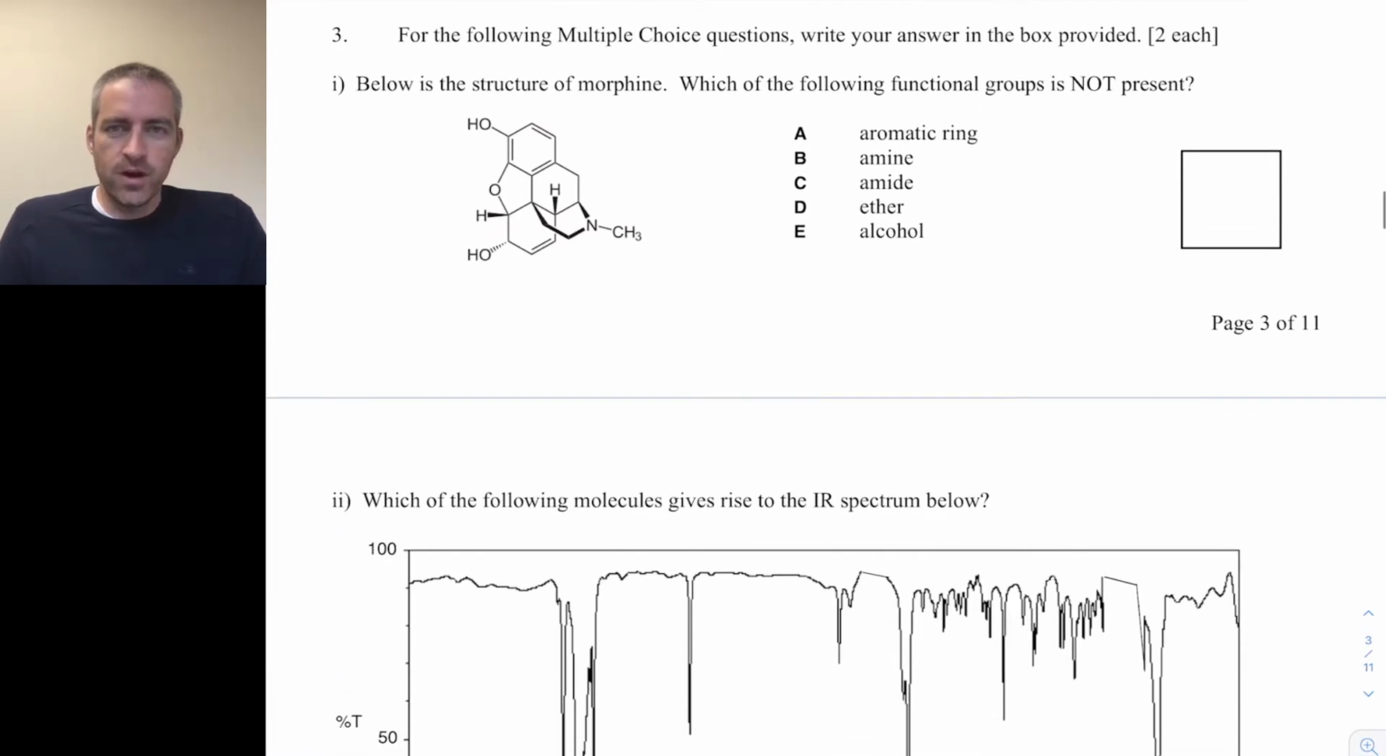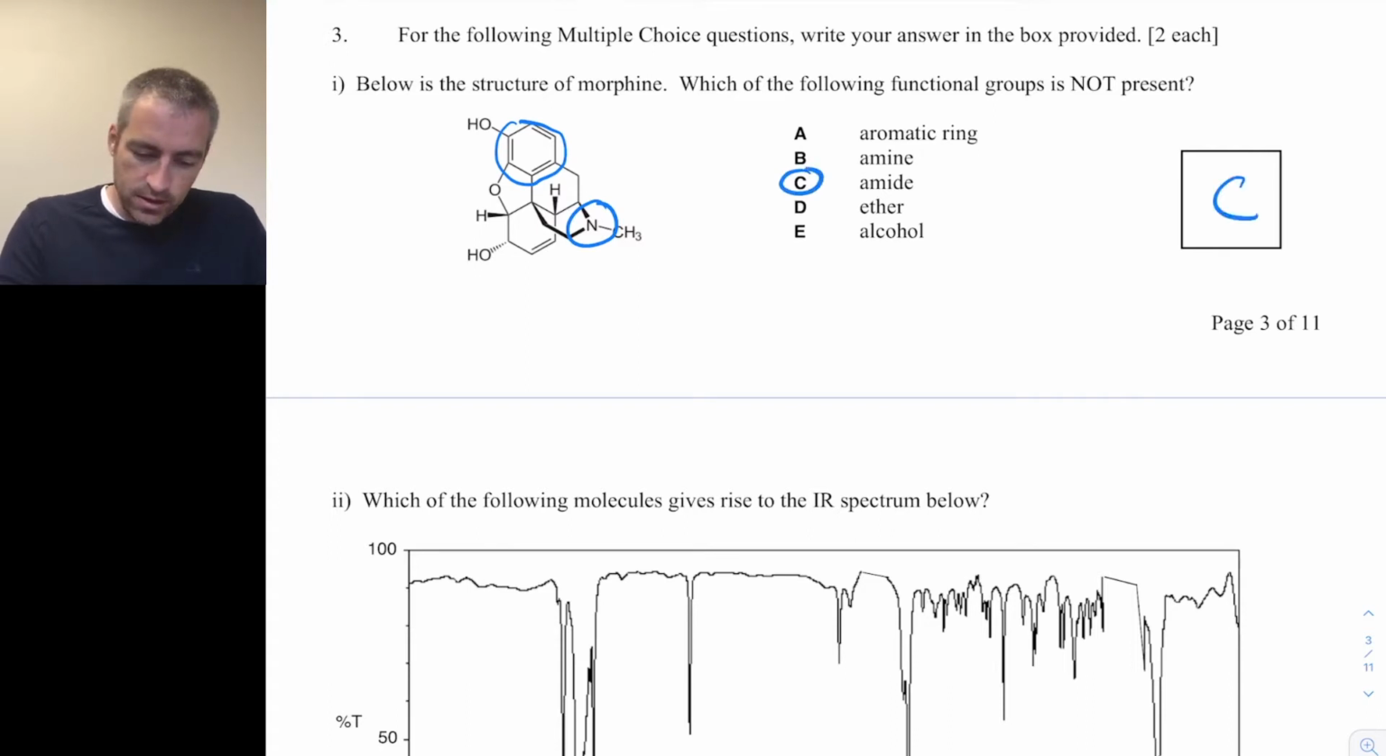Question 3, for the following multiple choice questions, write your answer in the box provided. Below is the structure of morphine. Which of the following functional groups is not present? A, aromatic ring, we have an aromatic ring right there, so that's not it. Amine, we have an amine right here. Amide, I don't see, so I think amide is going to be our answer. Ether, we have an ether group right there, and an alcohol, we have an alcohol down here.